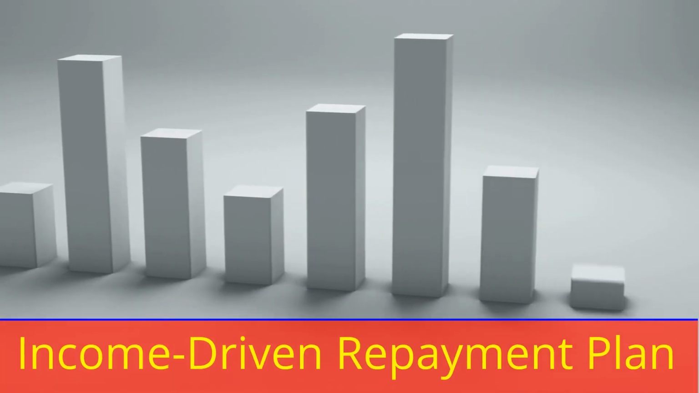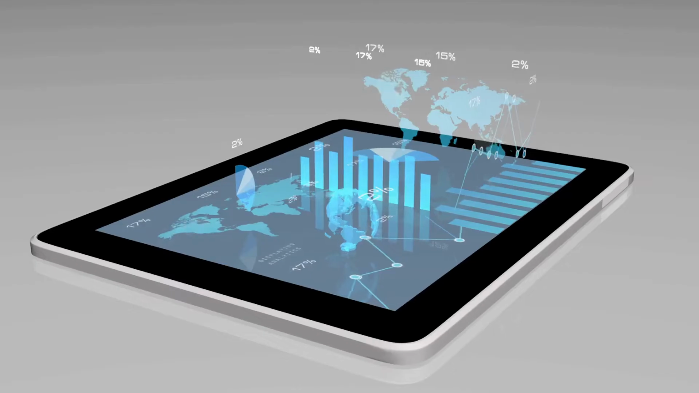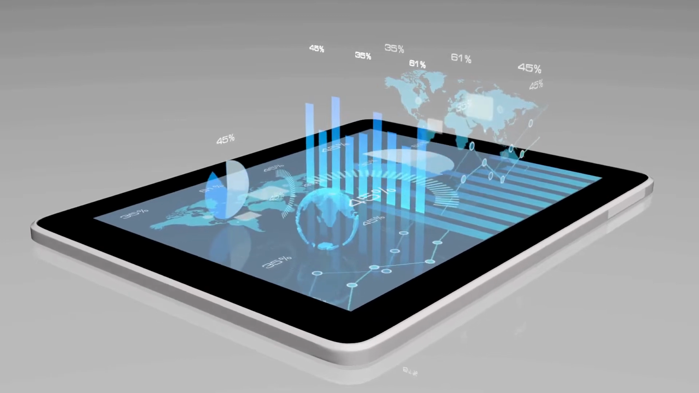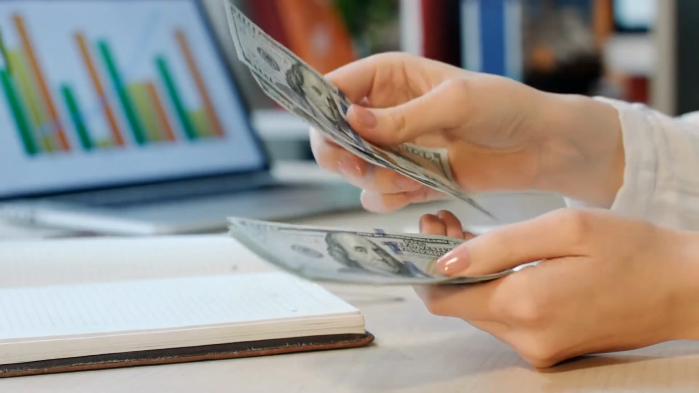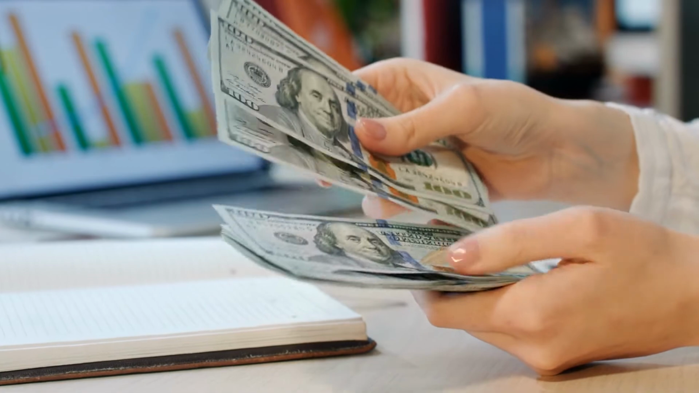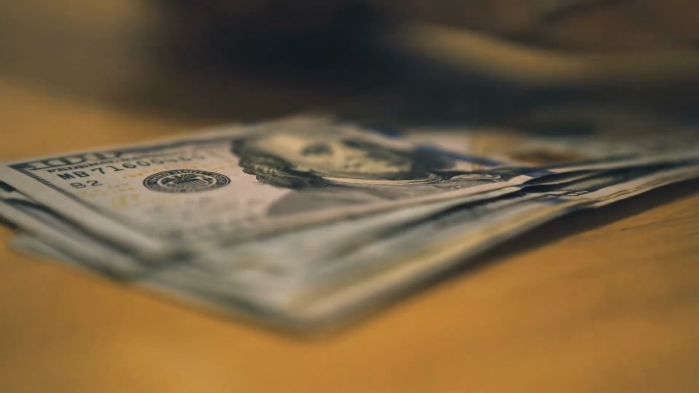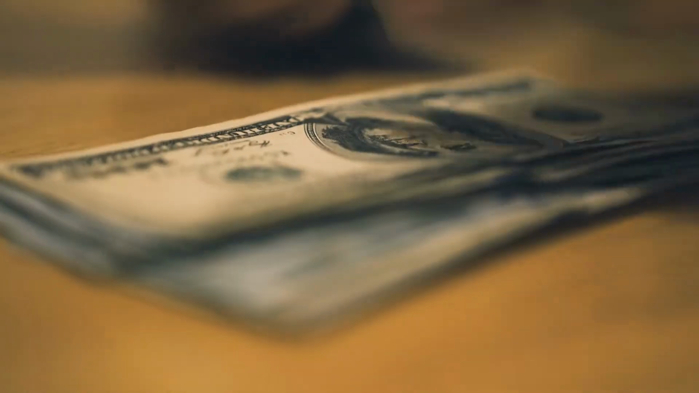Number 2. Income-driven repayment plan. These repayment options tie the amount you pay to a portion of your income and extend the length of time you're in repayment to 20 or 25 years. When the term is over, the remainder of your debt is forgiven. IDR is best if you're having difficulty meeting your monthly payment and need something more manageable.